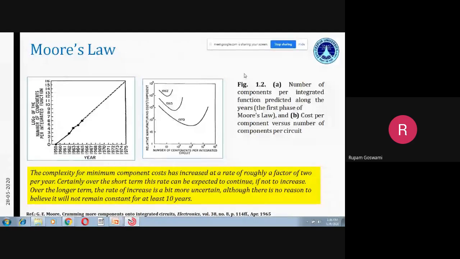What he wrote in his paper is highlighted in yellow, which says that the complexity for minimum component costs has increased at a rate of roughly a factor of 2 per year. Certainly over the short term, this rate can be expected to continue, if not to rise. So this was what he gave as a prediction in his first article in Electronics in 1965.